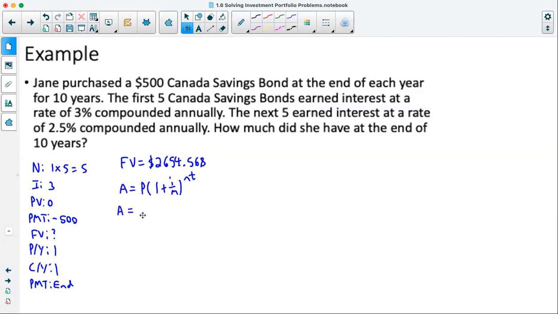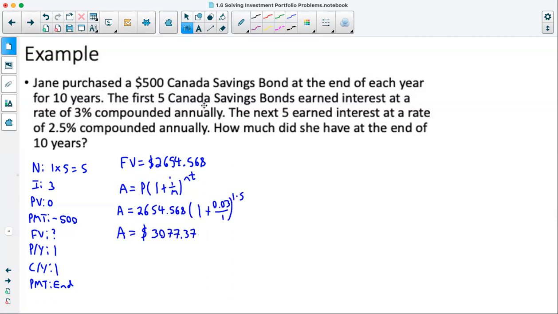So that gives us our amount is equal to our principal, 2,654.568 times 1 plus 0.03 divided by 1, to the power of 1 times our remaining time, which would be 5 years. Once we put that in our calculator, that should tell us that these first 5 bonds at the end of 10 years will be worth $3,077.37. Okay, so that's what our first 5 bonds are equal to.